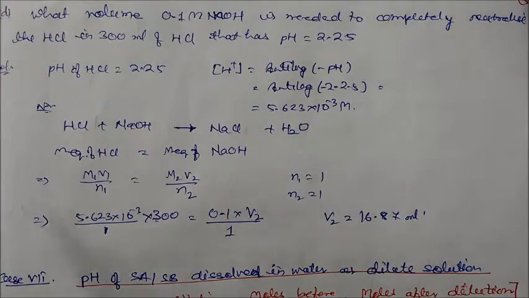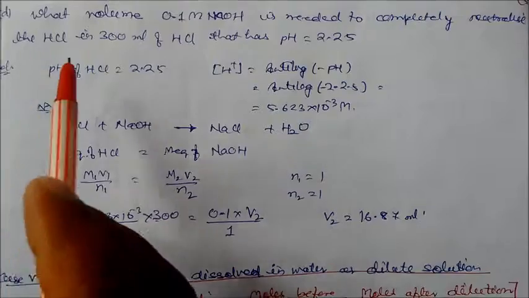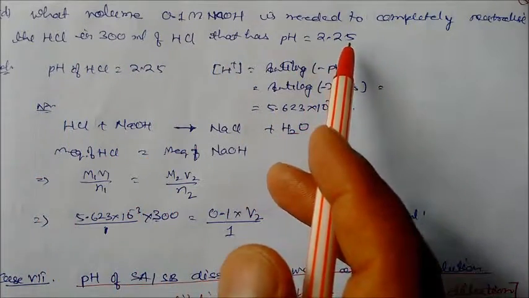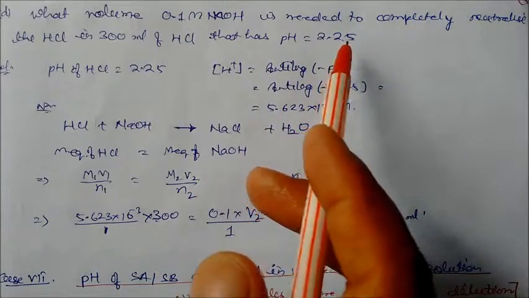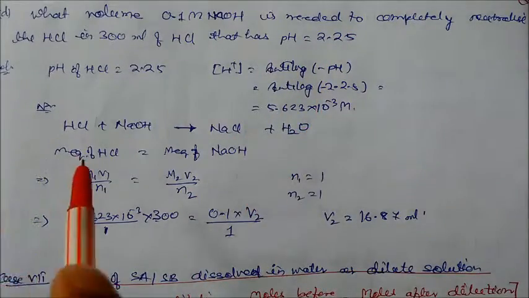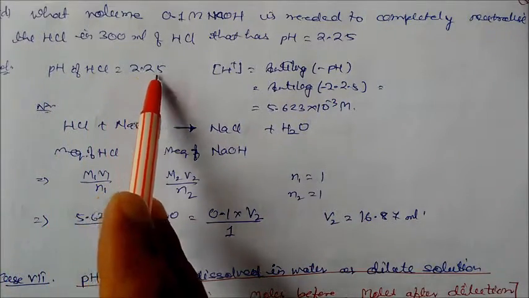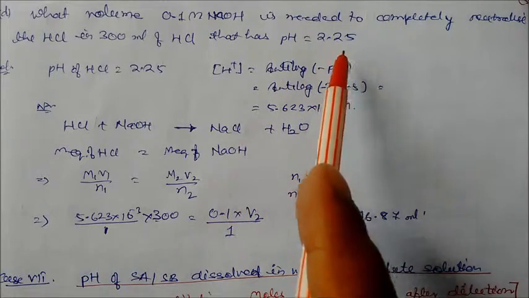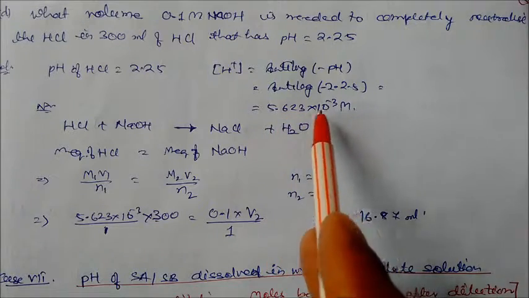Next example: what volume of 0.1 molarity sodium hydroxide is needed to completely neutralize the HCl in 300 ml of HCl that has pH equal to 2.25? From this pH we can calculate the H plus concentration. I hope that you know how to find the logarithm. So pH of HCl is 2.25, so H plus will be the anti-log of minus pH. You just write minus 2.25, so you will get 5.623 into 10 to the power minus 3 concentration.